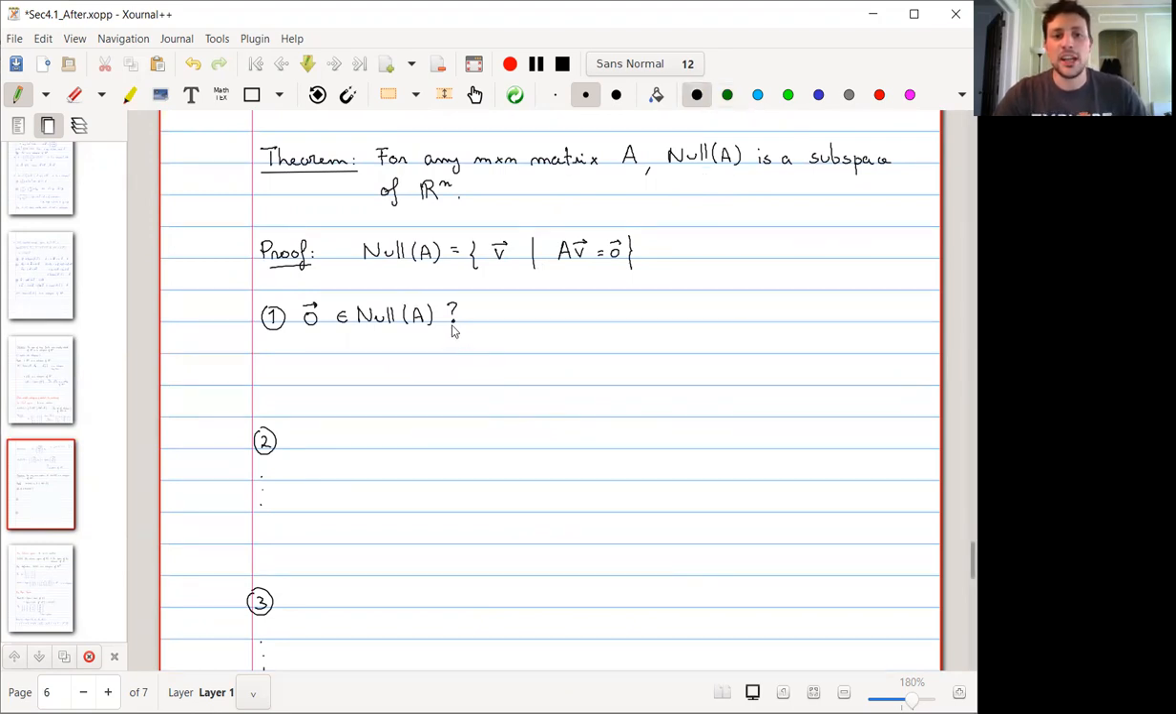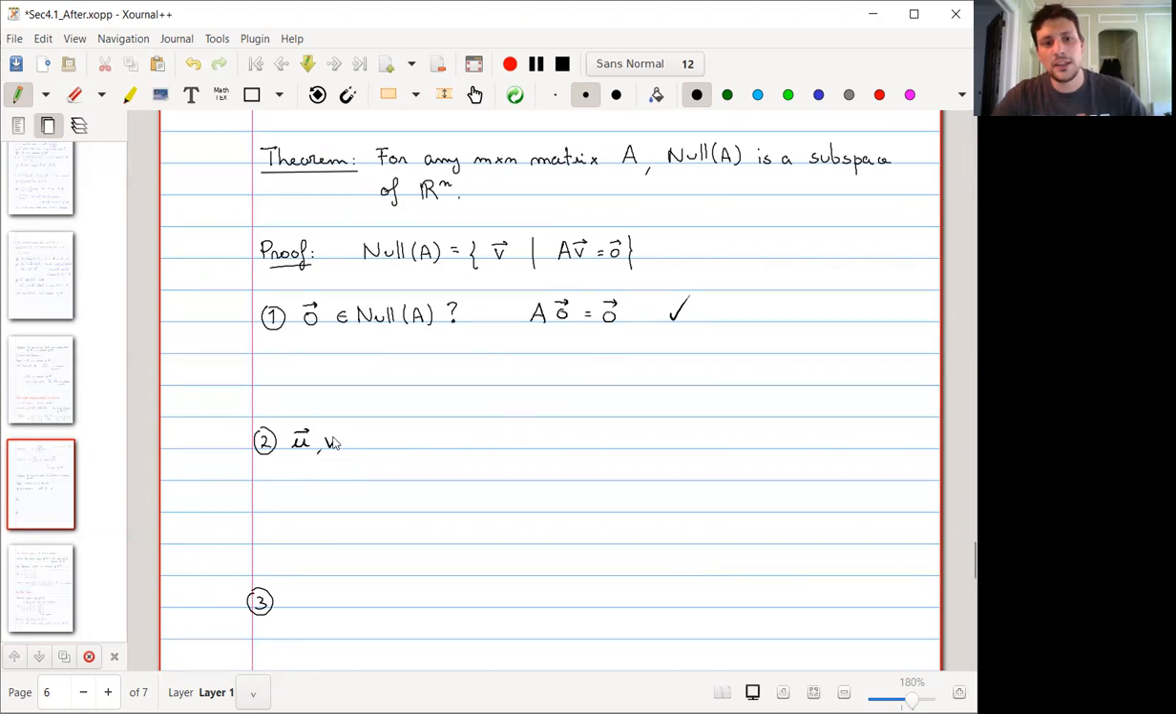To do that direct check, we have to remember the three conditions that are satisfied by a subspace. First of all, we need to check that the 0 vector is in the null space, but that's true because if I plug in 0 here, every matrix multiplied by the 0 vector gives me the 0 vector, which says that 0 is a solution of a homogeneous linear system.